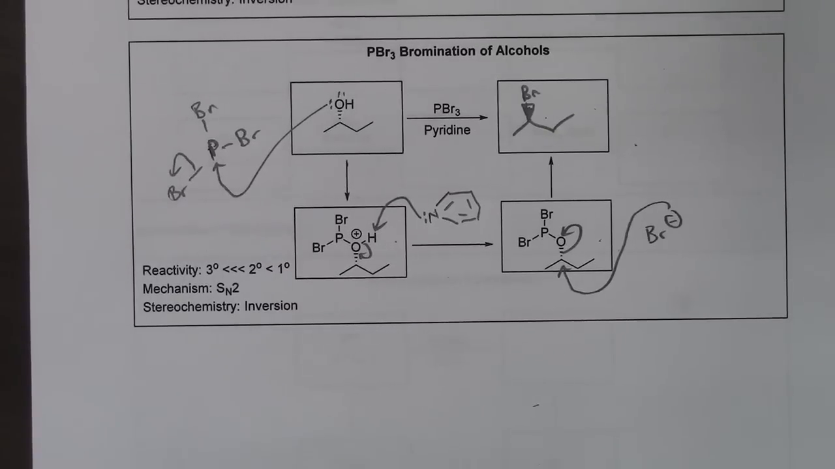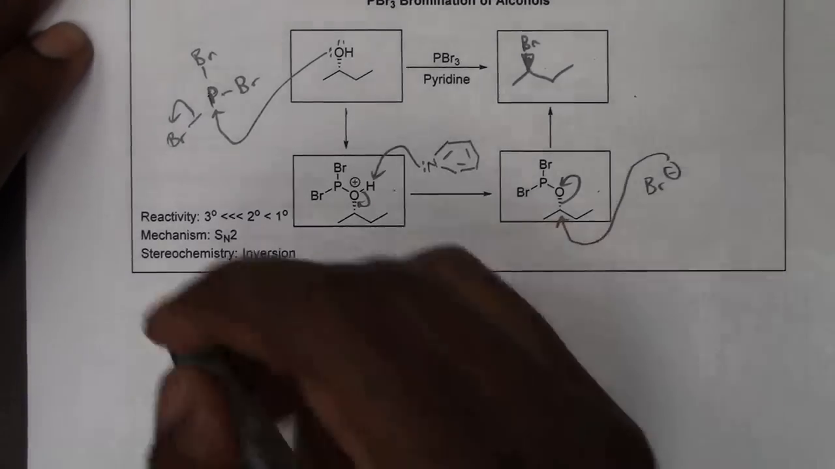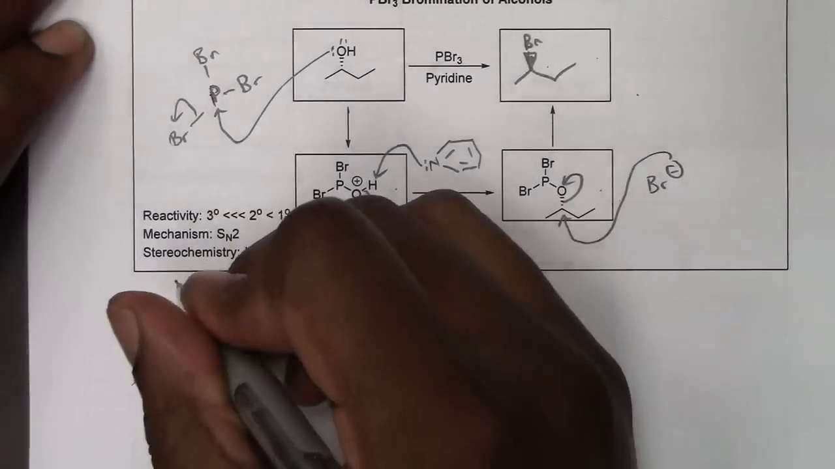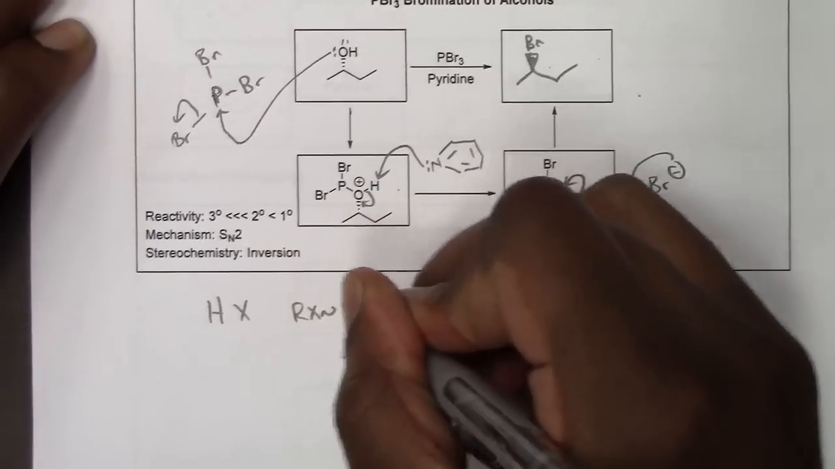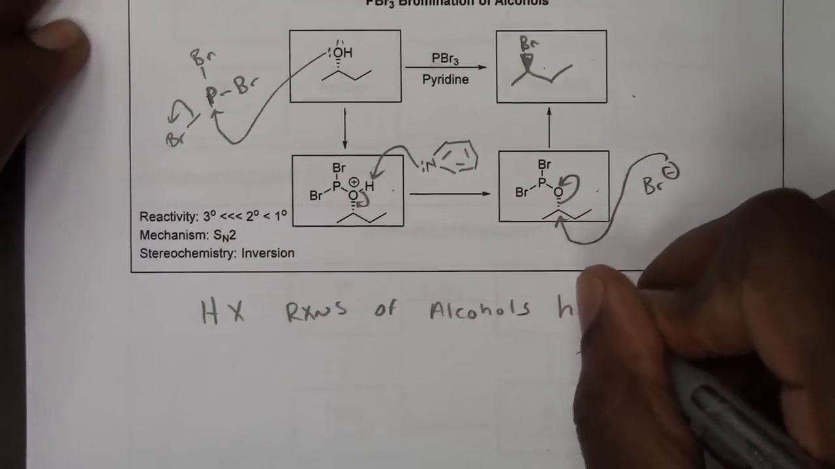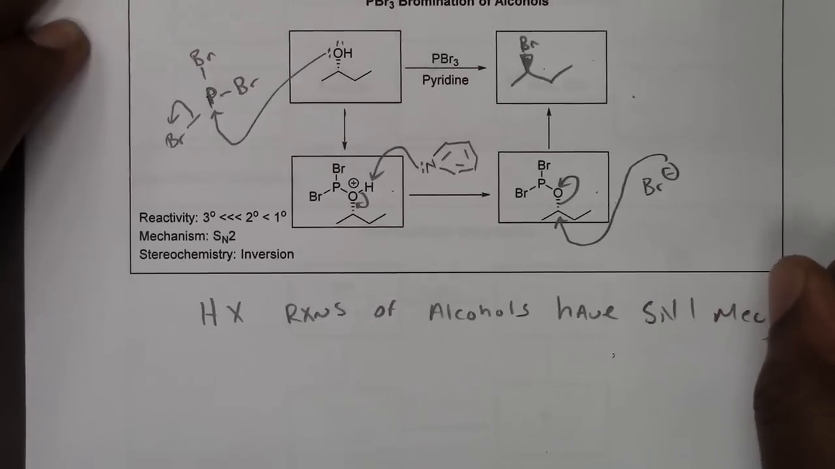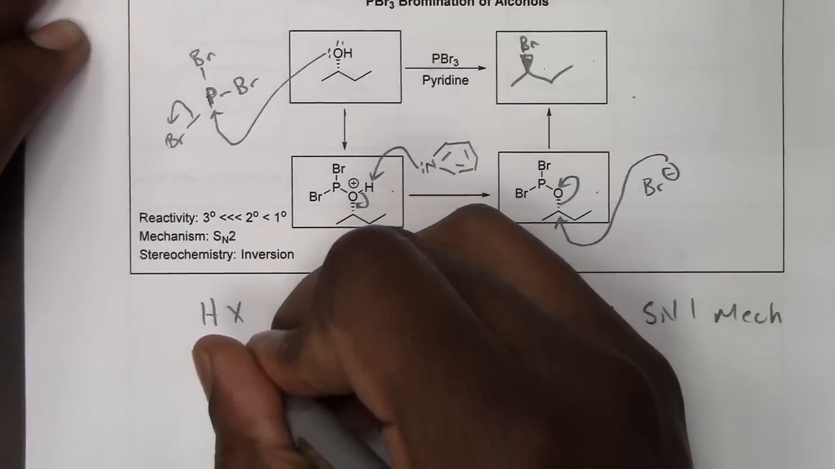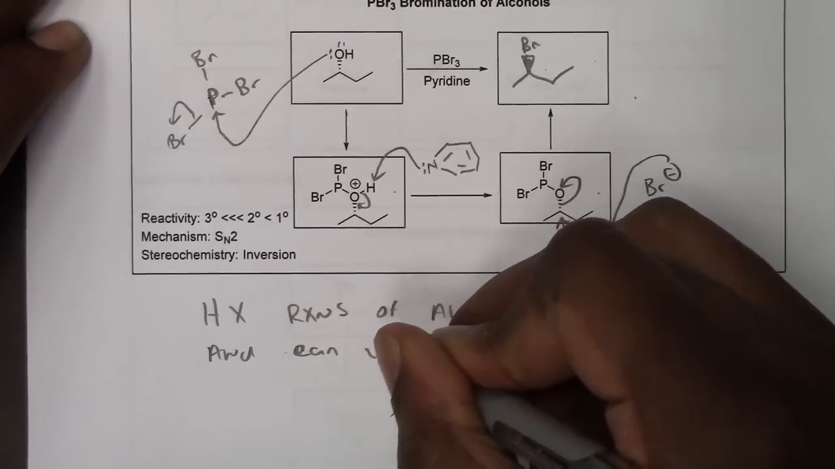All right, so those are the halogenations. Again, it's important, and I'm going to write this down just to emphasize, because I know that y'all's test is tomorrow, and y'all are going to be freaking out. HX reactions of alcohols have an SN1 mechanism and can undergo carbocation rearrangement.